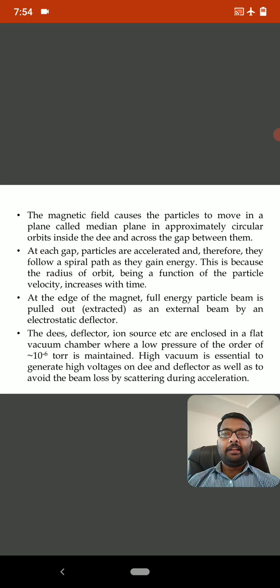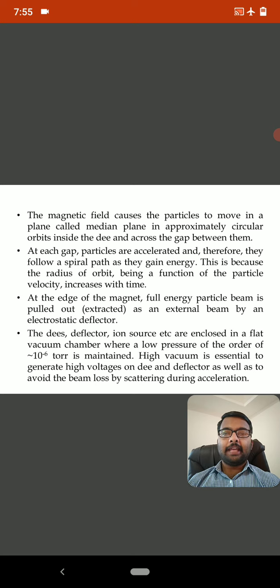The magnetic field causes the particles to move in a plane called the median plane in approximately circular orbits inside the D and across the gap between them. So why has the magnetic field been applied to these two Ds? This magnetic field helps the charged particles to move in circular orbits inside those two Ds and across the gap between them. In that gap only, these charged particles are accelerated.